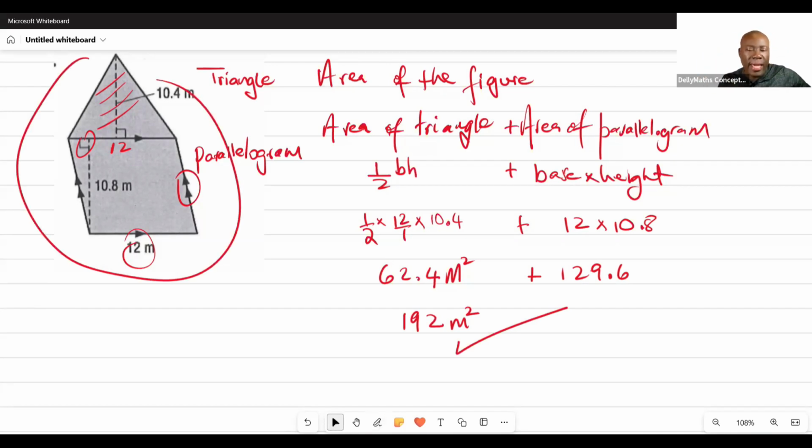So that's it. Looking at the area of shaded regions as well as some compound shapes there.